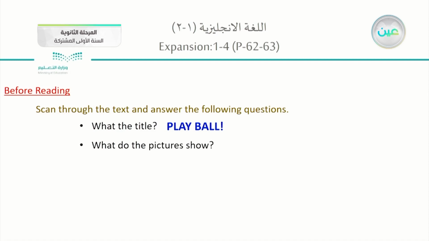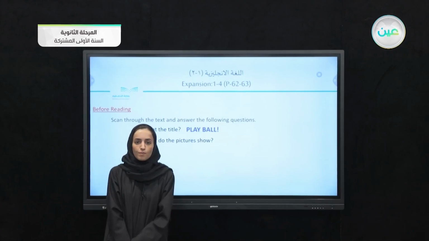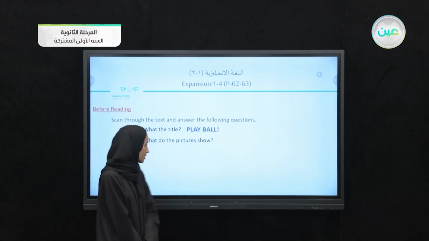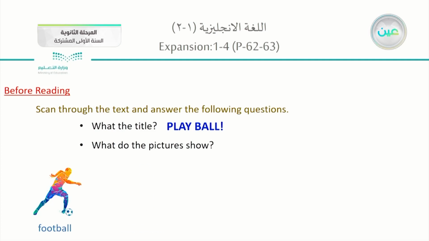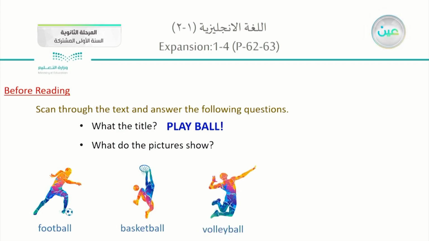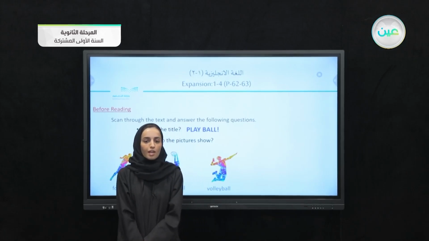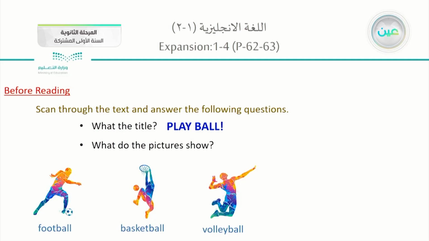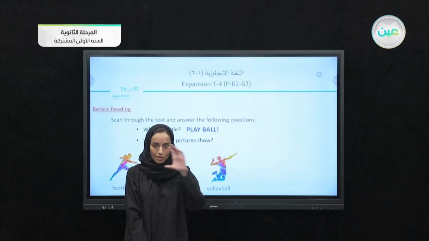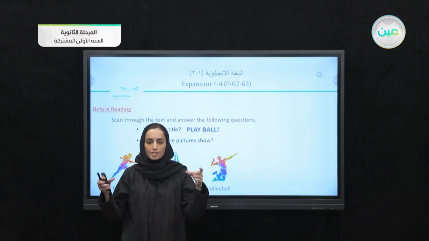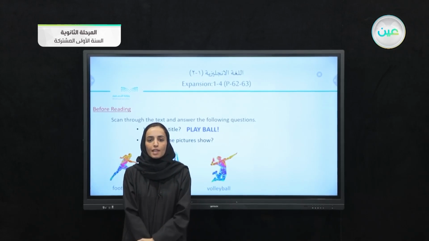Then what do the pictures show? What can you see in the pictures? We're having actually 3 pictures. Can you tell about these pictures? The first one, a picture of a football, the second one, a picture of a basketball, and the third one is a picture of a volleyball. 3 types of balls, and I believe that you are all familiar with them. The thing that is common amongst them is that it is a team playing. We're having a team in each one of them, and we're having a ball that is involved.